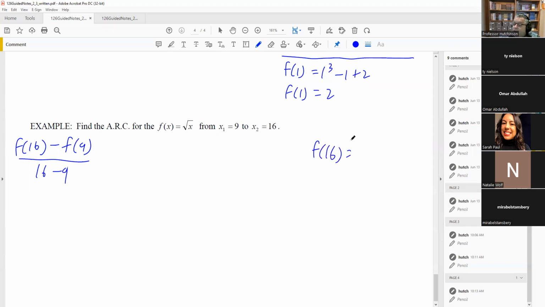f of 16 is the square root of 16, which equals 4. f of 9 equals the square root of 9, which equals 3. So we found f of 16 is equal to 4 and f of 9 is equal to 3. Then you can just plug those directly into here. 4 minus 3 over 7. And then you get 1/7. So you're not always going to get a whole number on these. It's possible to get a fraction like we had here. And that's going to be your answer for the average rate of change.